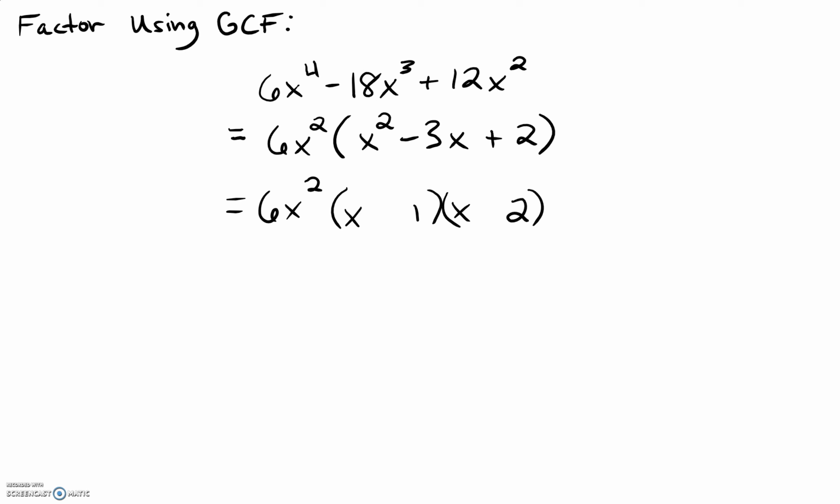And since we have a positive 2, we know we're going to have the same sign, either plus plus or minus minus. But since we want those to combine to negative 3x, we know we're going to have a minus in front of the 1 and a minus in front of the 2, because minus 1 minus 2 gives us the negative 3. And so there we are. We have now fully factored our original polynomial into 6x squared multiplied by x minus 1 multiplied by x minus 2.